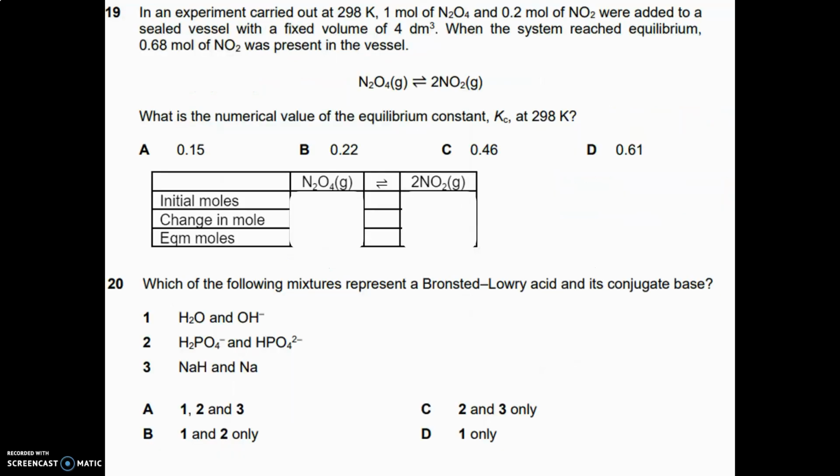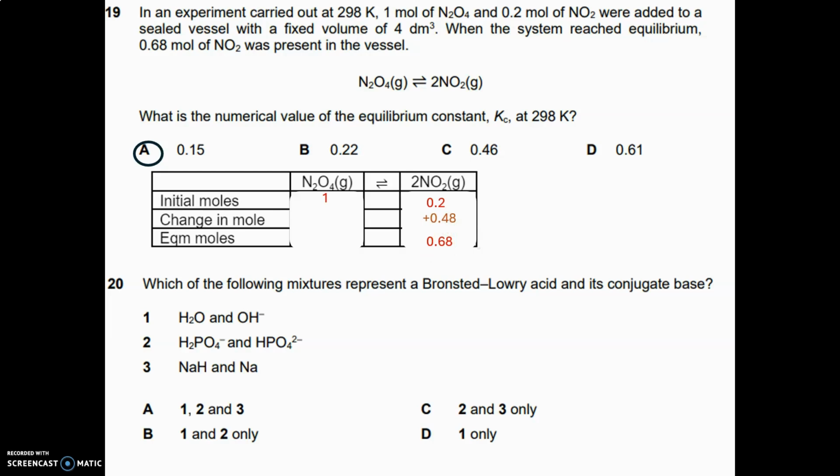Okay, question 19 on chemical equilibrium. Answer is A. So we construct our ICE table and we're going to put in numbers that the question has given to us. The question has told us that the initial amount of N2O4 is 1 mole. Initial amount of NO2 is 0.2 moles, and the equilibrium amount of NO2 is 0.68 moles.